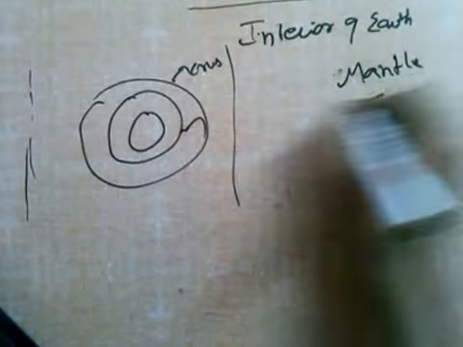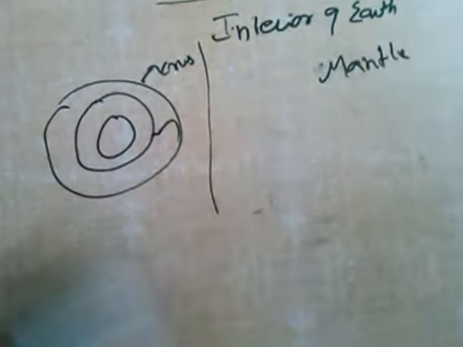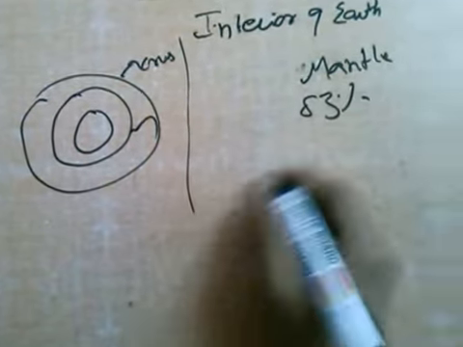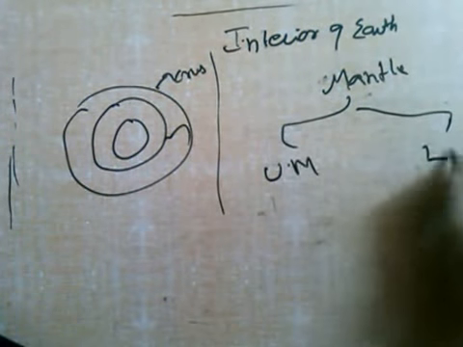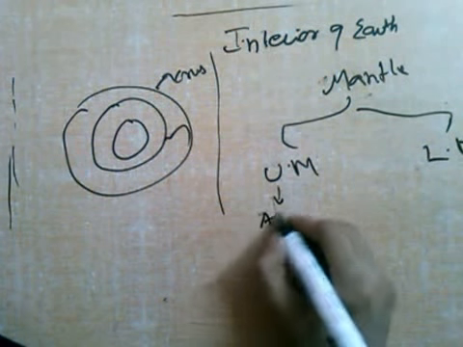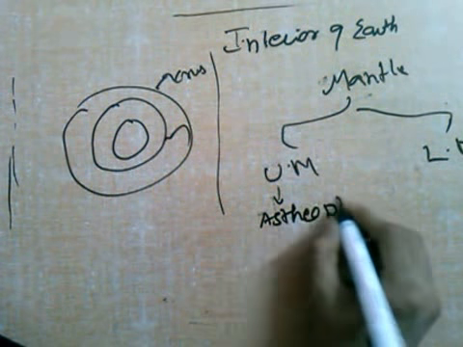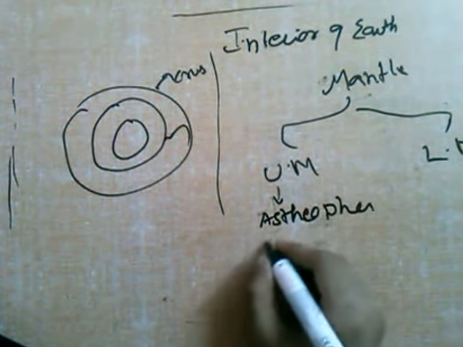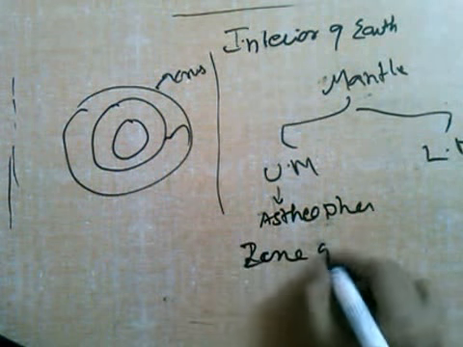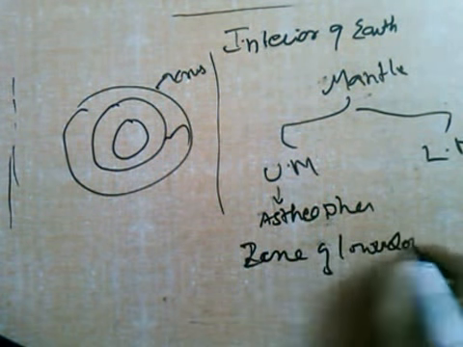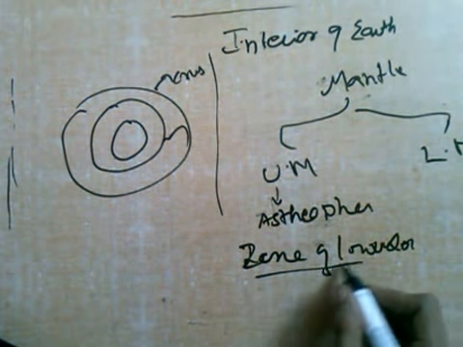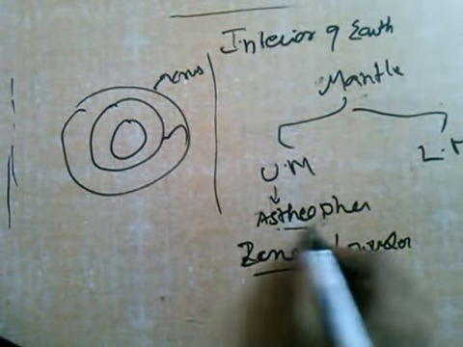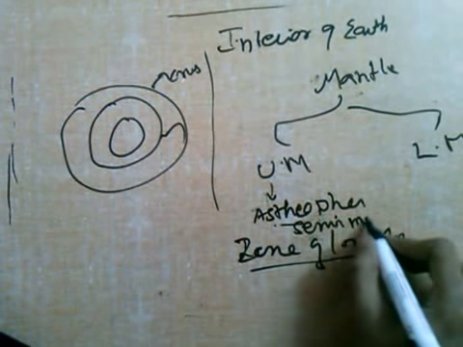Mantle. The first thing we have to know about mantle is it occupies 83% of volume of Earth. And we have two things: upper mantle, lower mantle. Upper mantle is called Asthenosphere, which is zone of low velocity. Why is it called zone of low velocity? Because the P wave, the earthquake wave, travels slow, and this asthenosphere is in semi-molten state. And that's all about mantle.